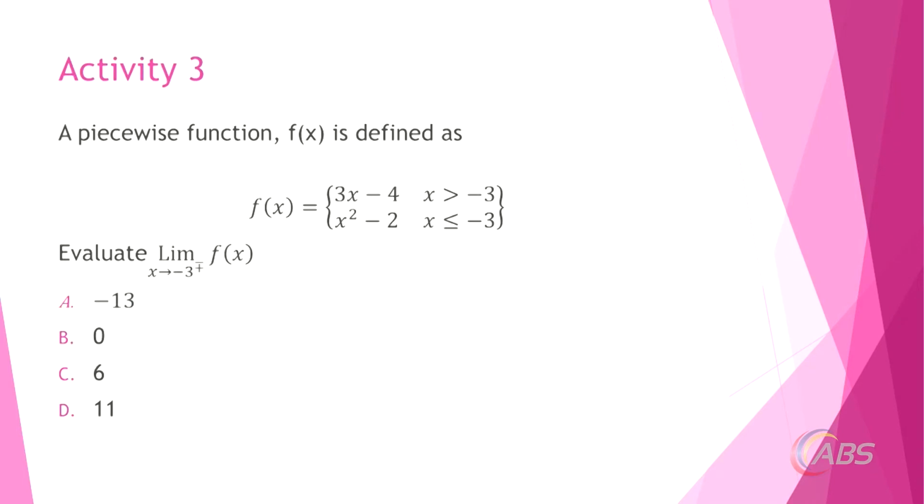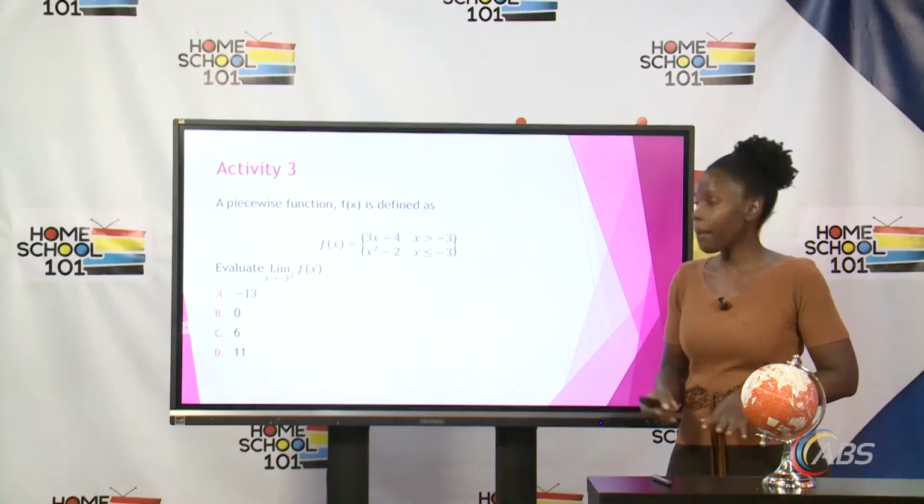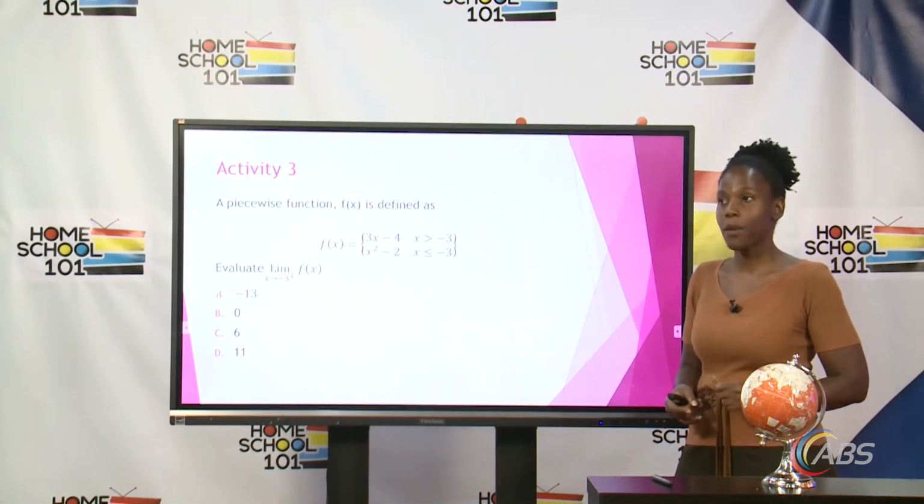Okay, so we will look at our third activity. It states a piecewise function f of x is defined as, and we have the function here, evaluate the limit of f of x as x approaches negative 3, and with a plus sign, so we see the plus sign, meaning we are evaluating one-sided limits. So go ahead, make an attempt at this question, and then we will go through.